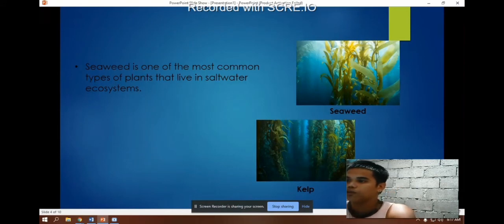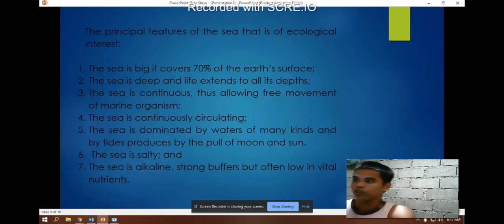Seaweeds are one of the most common types of plant that live in saltwater ecosystems. The principal features of the sea that are of ecological interest: number one, the sea is big. It covers 70% of the Earth's surface.